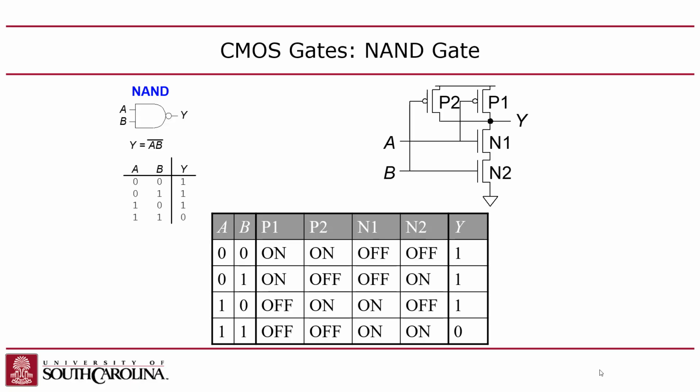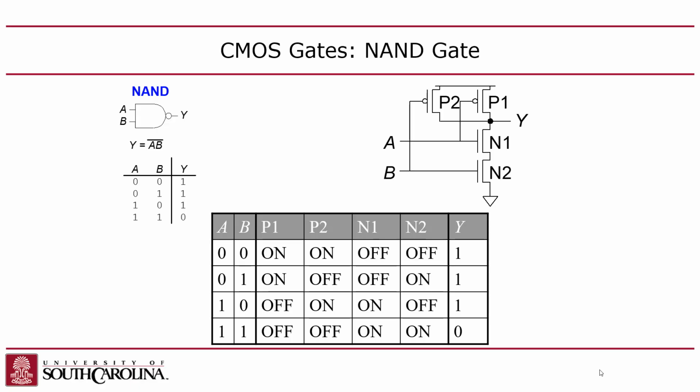But the difference is that the PMOSs are in parallel, which means that you can pull the output up when only one of those PMOSs is turned on. But the NMOSs are in series, which means the only way to pull down is if both of those transistors are simultaneously on, right? So if I put a 0, 0 in, then both of the pull-ups are going to be activated, and both of the pull-downs will be deactivated. But if I put a 1, 1 in, both of the pull-downs will be activated, and neither of the pull-ups will be activated.